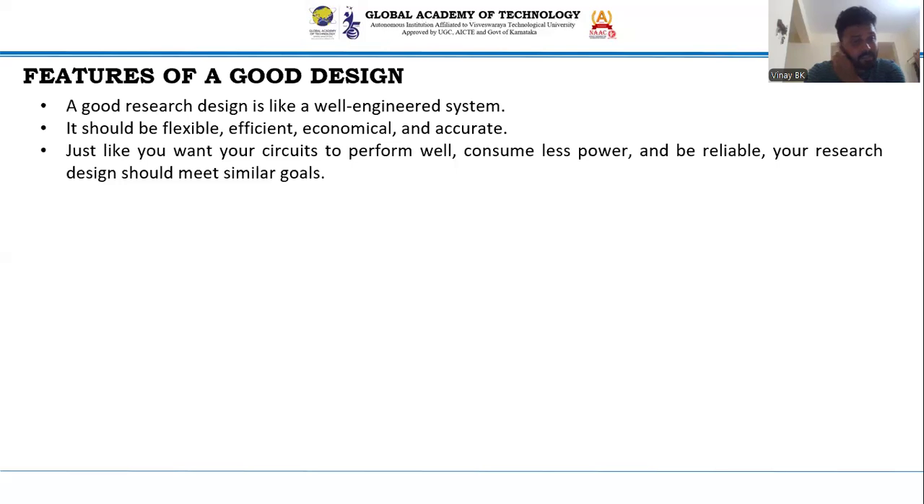A good research design is like a well-engineered system. It should be flexible, efficient, economical, and accurate. It's just like you want your circuits to perform well, consume less power, and be reliable. Your research design should meet similar goals.